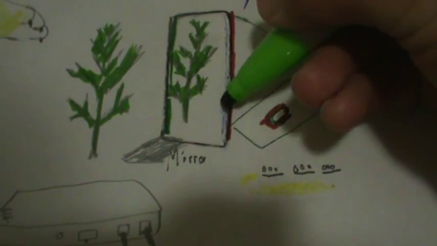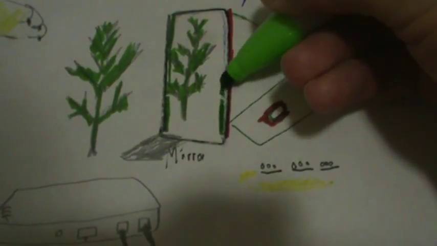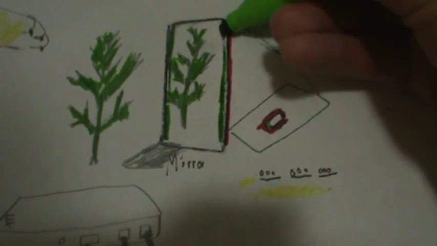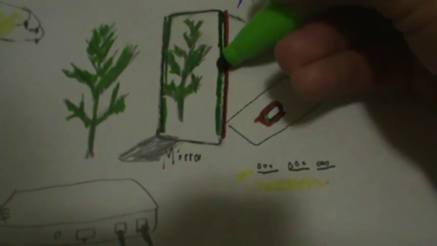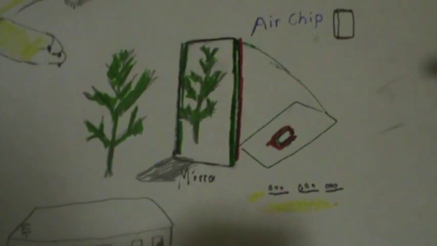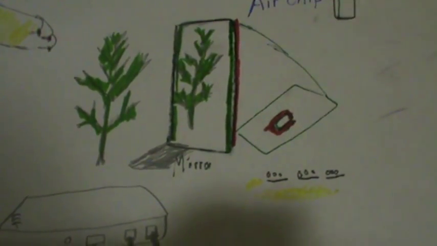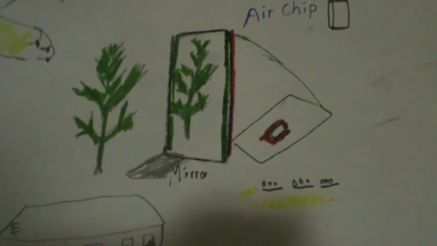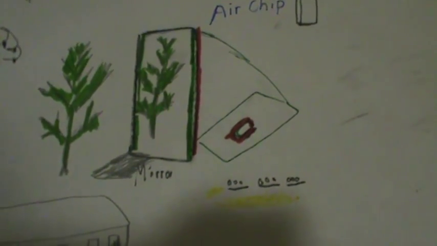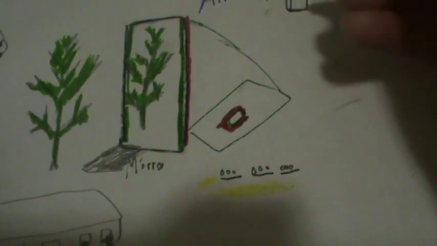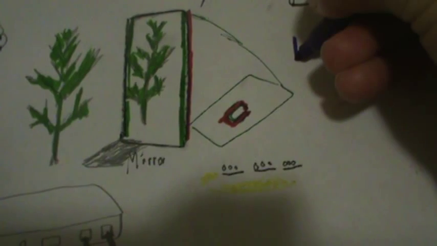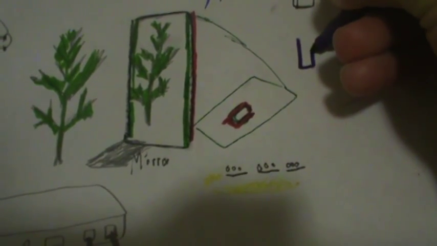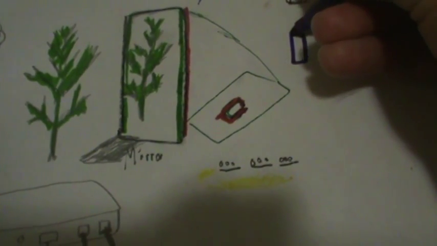I'm pretty sure it's going to be satellite. But let's just say that if Airchip doesn't get its connection through the telephone line, if Airchip gets its connection from space, let's just say that right here, they go ahead and position a device.